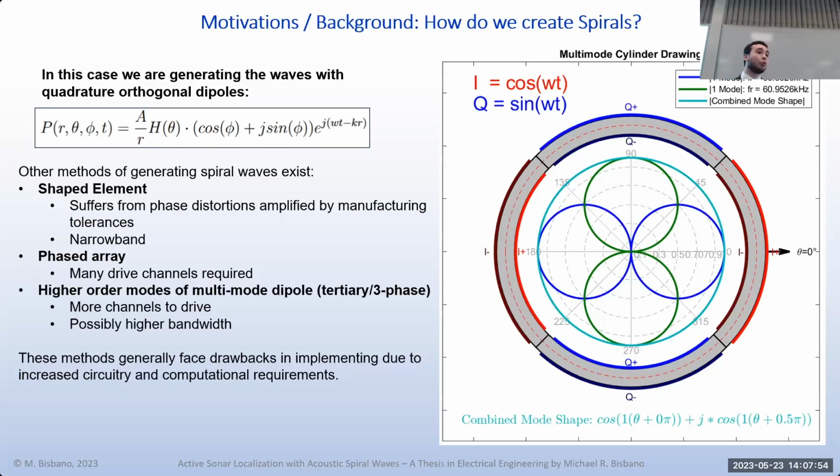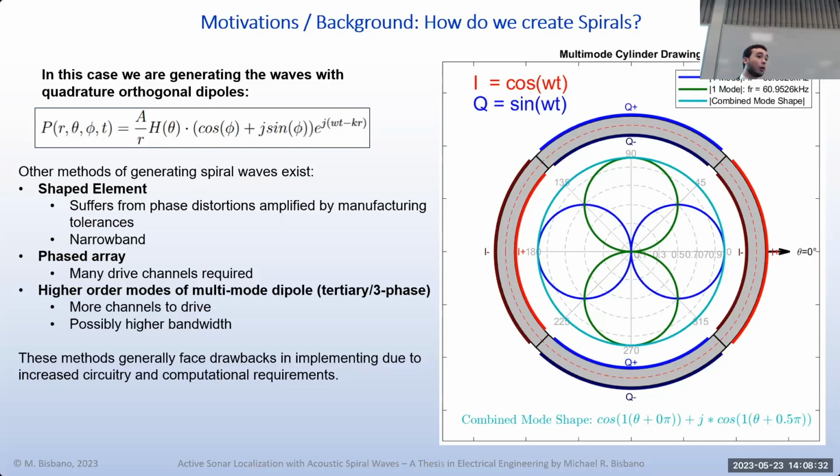What we do is we use 2 orthogonal dipoles, and this method of generating them means we only need 2 quadrature signals, an in phase and a quadrature, 90 degrees apart. When you drive 2 orthogonal dipoles, one with a cosine of phi and one with a sine of phi amplitude directional factor, the conjunction of those together creates an acoustic spiral wave. It's been shown in previous works by Dzikowicz and his collaborators that this works. You can create a spiral wave with that.